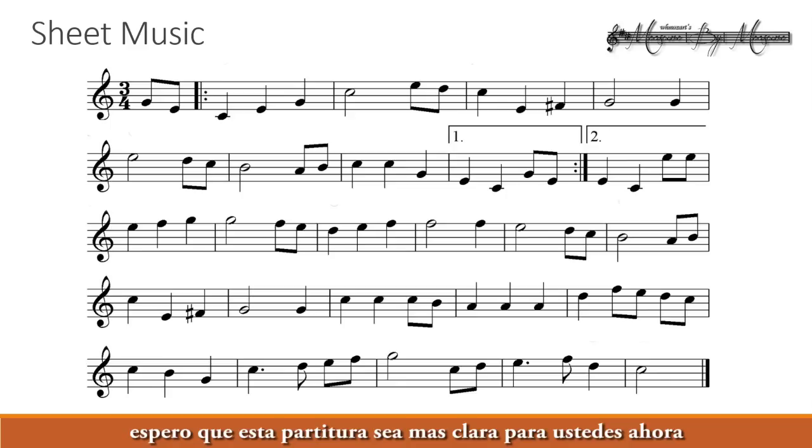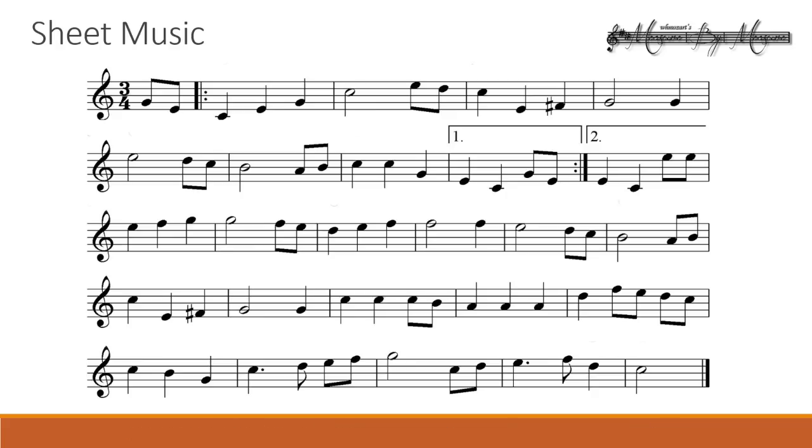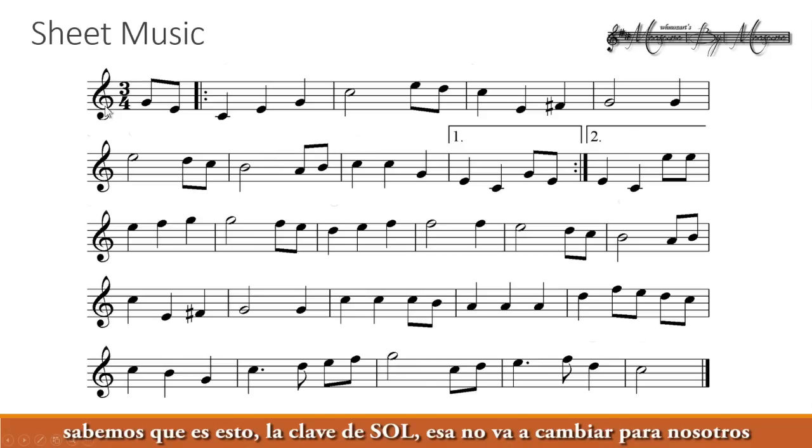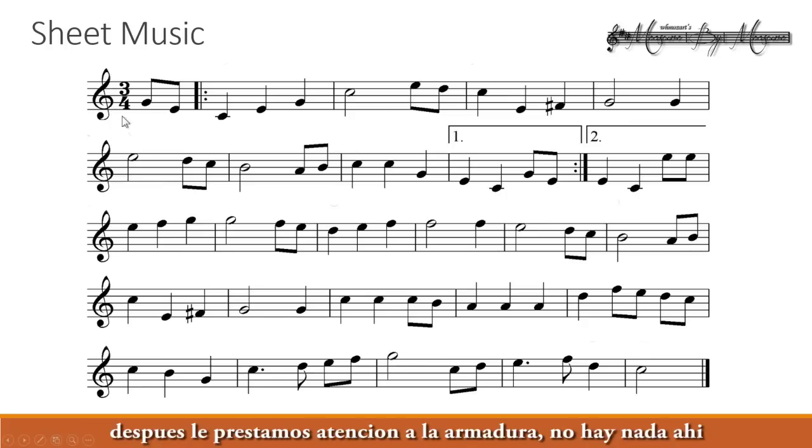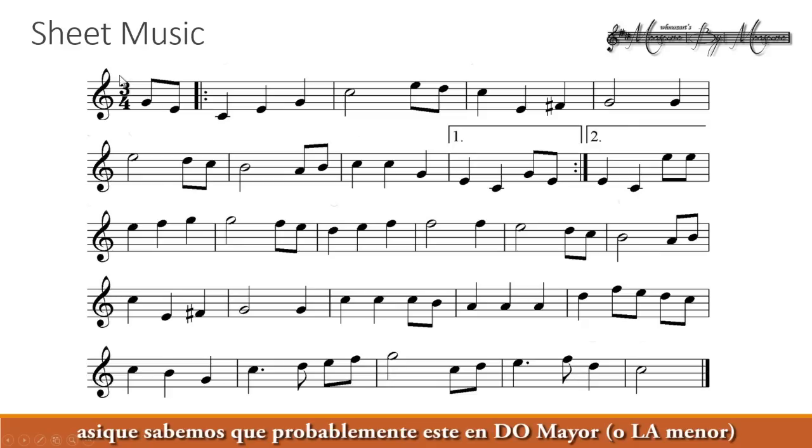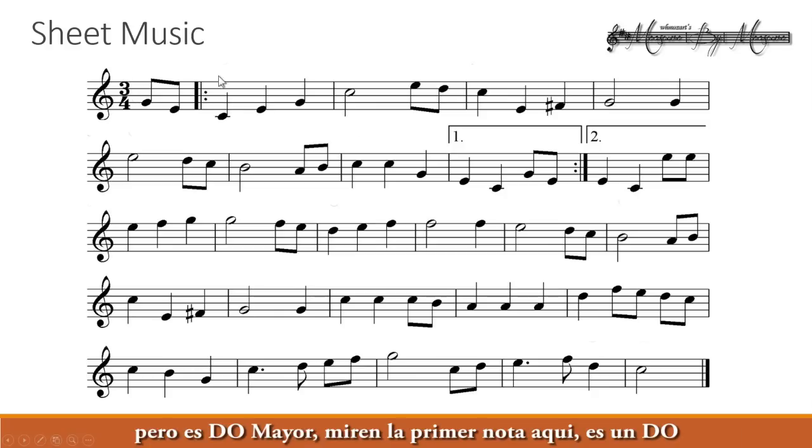Now, I hope this sheet music right now makes more sense to you. Hopefully you can figure it out. Let's take a quick gander at it. So we know what this is. It's a clef, the treble clef. So that's not going to change for us. Then we need to pay attention to the key signature. Since there is nothing there, we know it's probably C major or A minor, but it's C major. I mean, look at the first note here, it says C. So that's usually a giveaway.